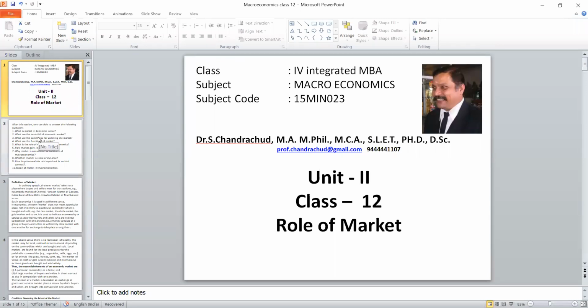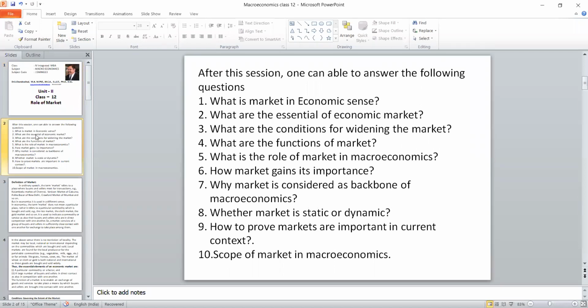After this session, one will be able to answer these questions. So our discussion is based on these 10 questions only. What is a market? Not in the normal sense, but in the economic sense. Then what are the essentials of an economic market, and what are the conditions for widening the market? Of course, a very important one is the functions of market. What is the role of market in the economy? Then how is the market gaining its importance in macroeconomics?